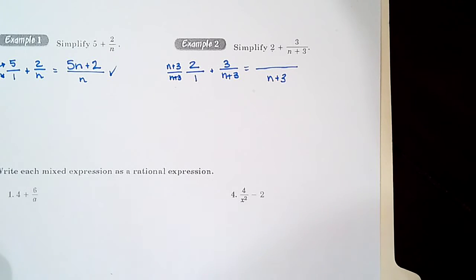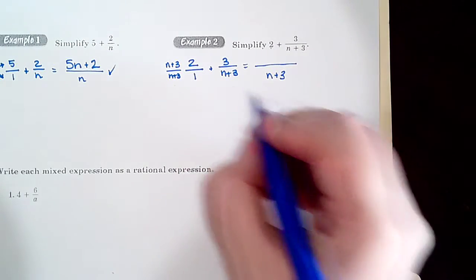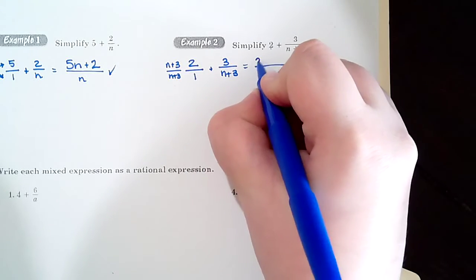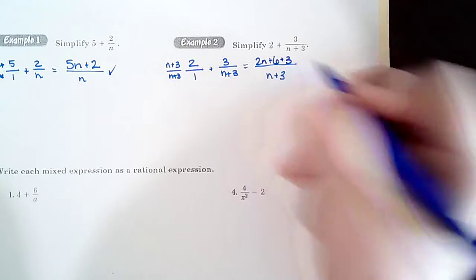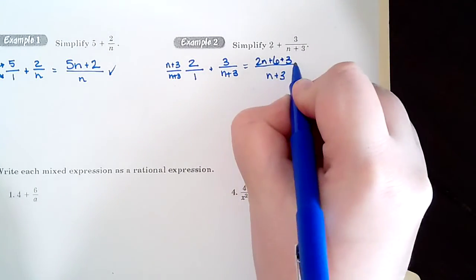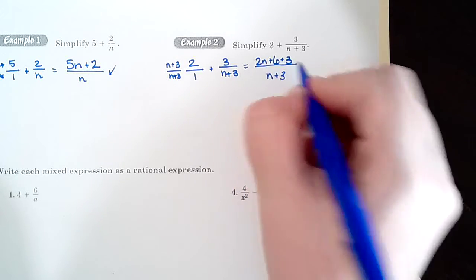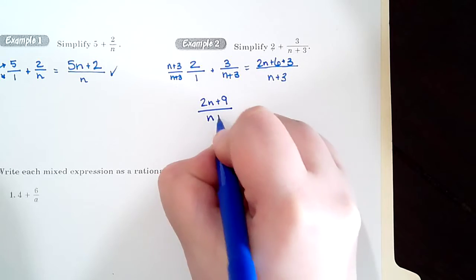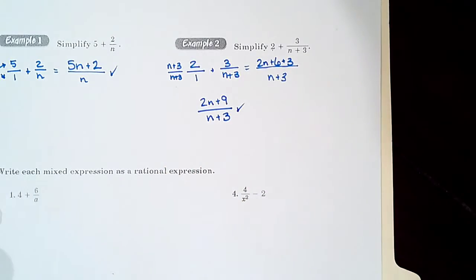In this case, if we're working with mixed expressions and complex fractions, it's always going to be the denominator of the fraction. So now I'm going to multiply quick. 2n plus 6 on the left, plus 3 on the right. I don't want to leave it like this because it's not quite simplified, so I'm going to have 2n plus 9 over n plus 3. I double check, it can't be simplified, so there's my answer.